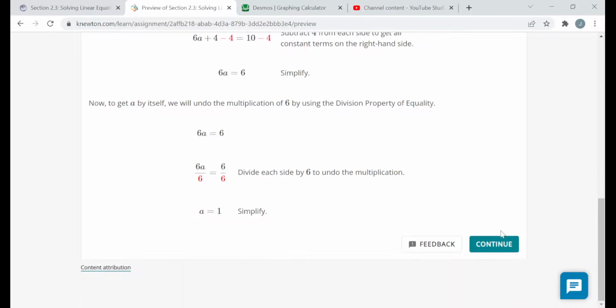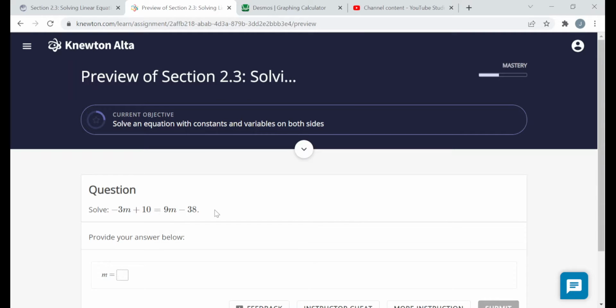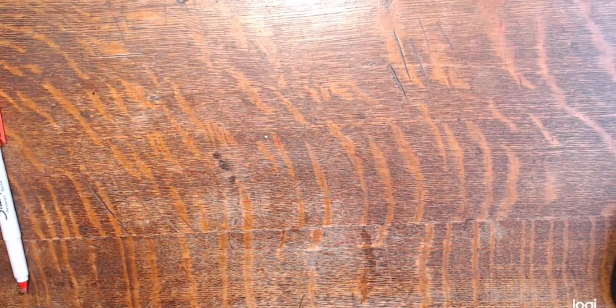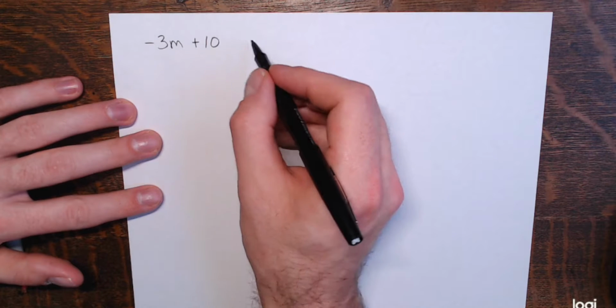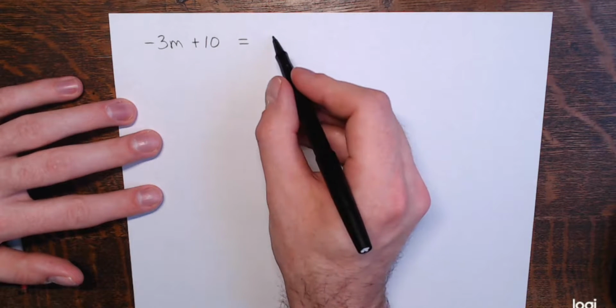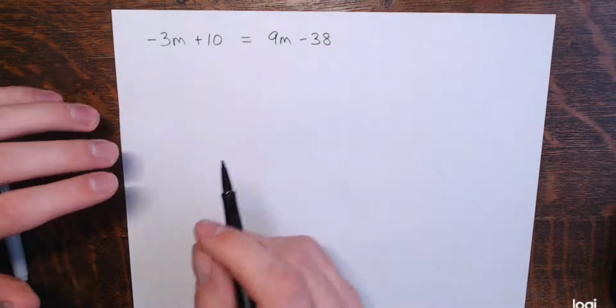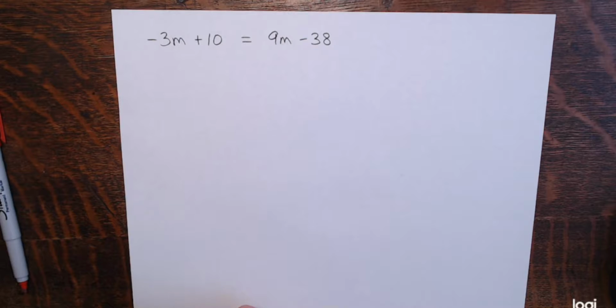All right, wonderful. All right, so again, same steps here. Just got to move some variable terms and some constant terms. So we have this equation. Left side of the equal sign, you have negative 3m plus 10 equals right side 9m minus 38. Now, once again, I'll just make sure all the variables go to the left and terms without variables, the constant terms, go to the right.